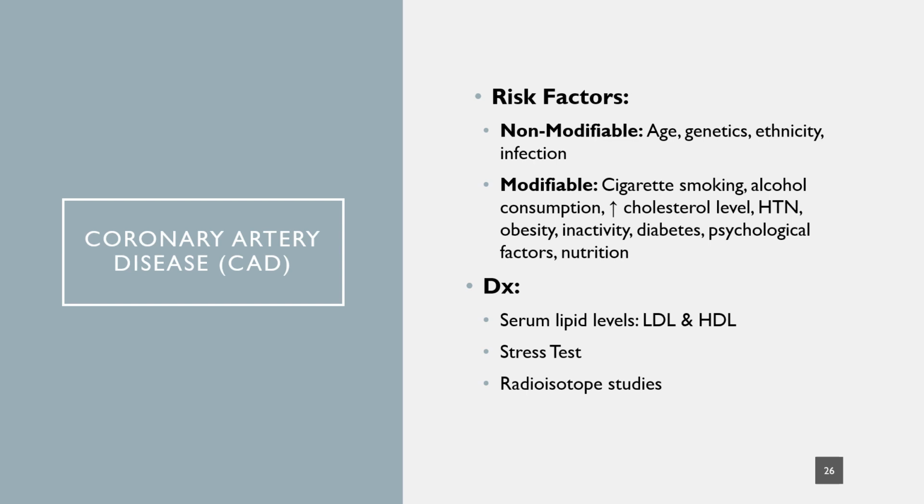Radioisotope studies are used to determine the degree of perfusion to the myocardium. These studies involve the injection of a radioactive tracer, which allows visualization of the blood flow through the heart muscle. By assessing perfusion patterns, areas of reduced blood flow can be identified, indicating potential areas for ischemia or infarction.